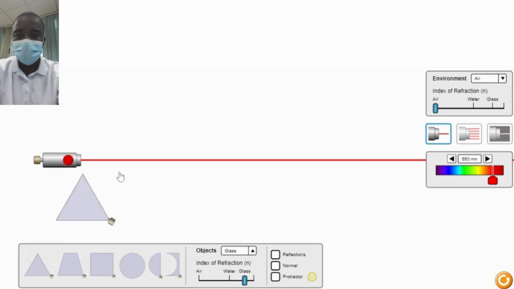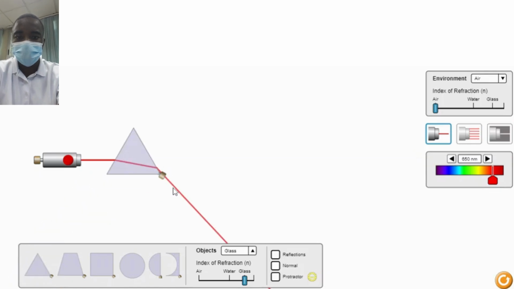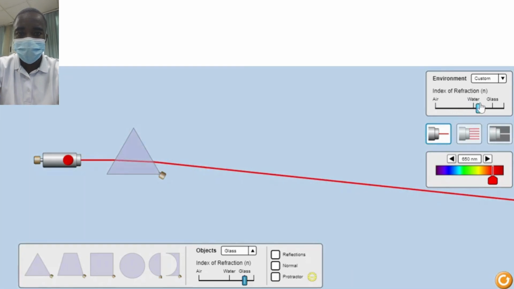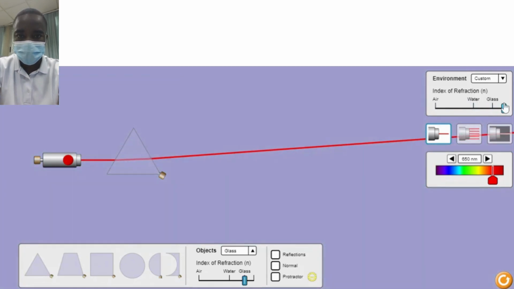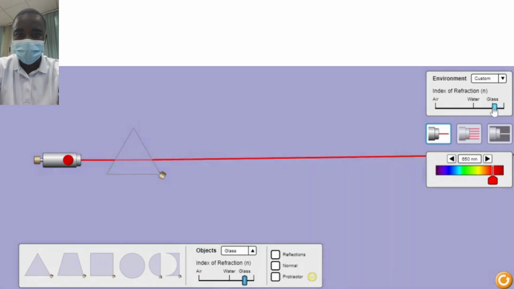Different wavelengths of light bend differently when they travel between two media with different indices of refraction. Students can control the wavelength of light and observe how the angle of refraction changes for different wavelengths. This helps students understand the concept of dispersion and the relationship between wavelength and refraction.